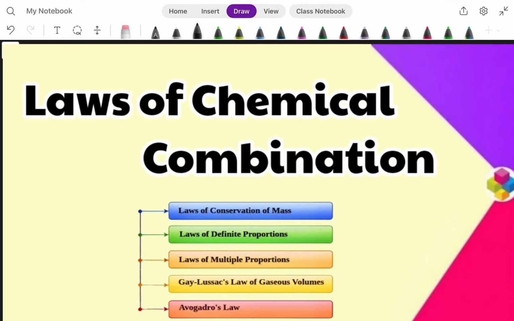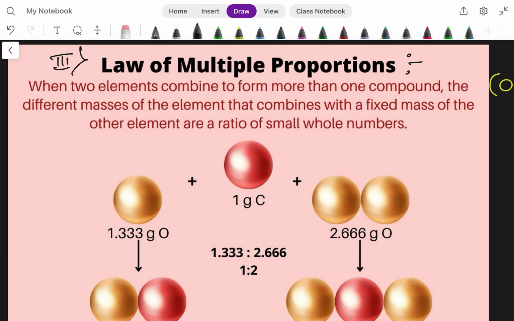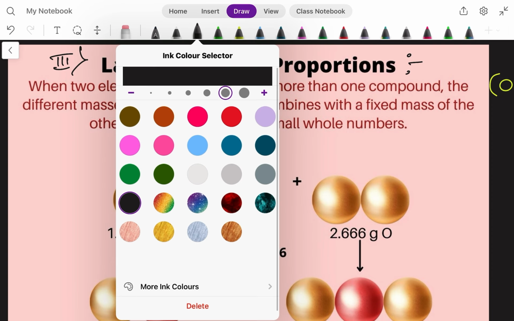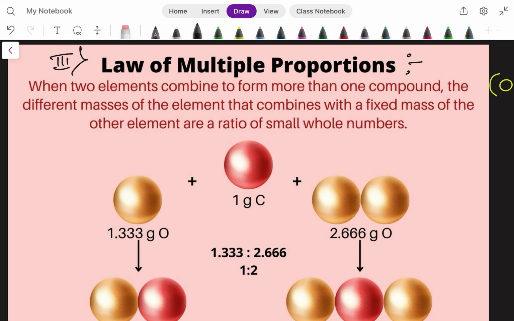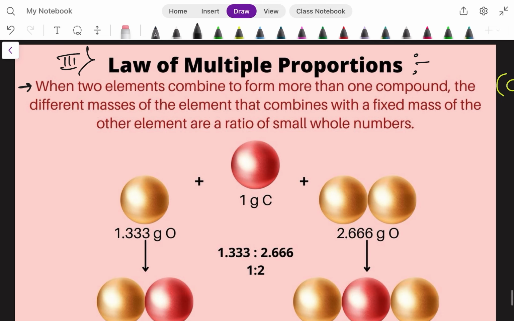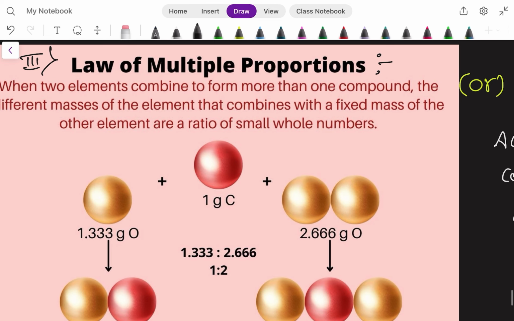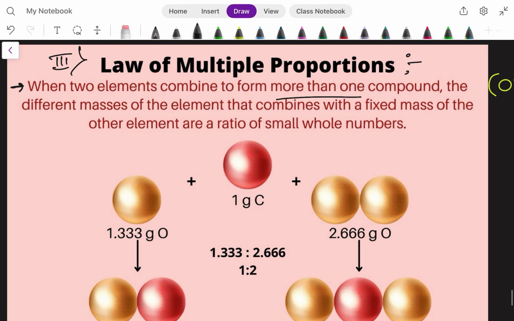So we are going to discuss now the third law, the law of multiple proportion. What do you mean by multiple proportion? We have a simple definition for that. It states that when two elements combine to form more than one compound, the different masses of the element that combine with the fixed mass of the other element are in a ratio of small whole numbers.